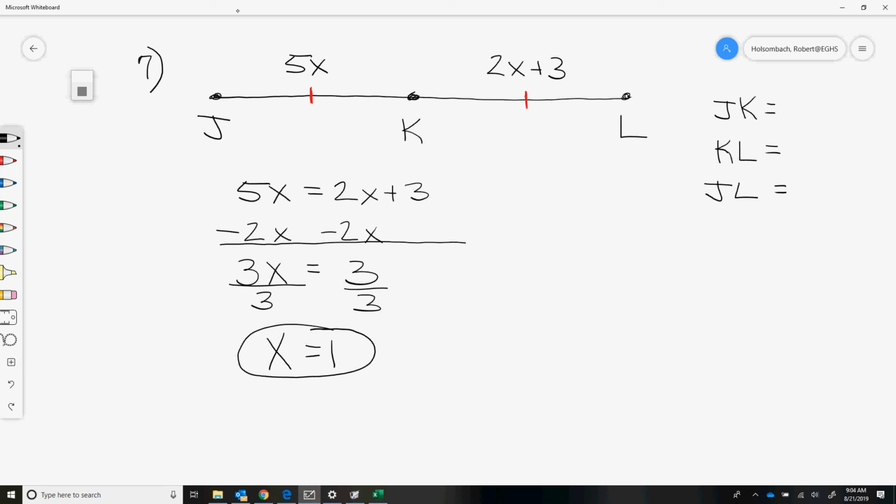So J to K is 5 times 1, and 5 times 1 is 5. K to L is 2 times 1 plus 3. 2 times 1 is 2, plus 3 is another 5. So J to K is 5. K to L is 5. That makes J to L 10.